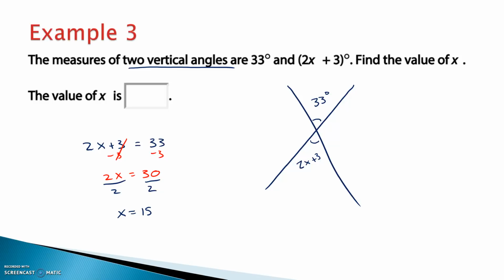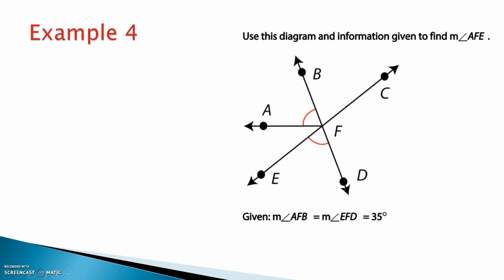Now, did I answer what the question was asking? Find the value of x. Yes, x is equal to 15. Okay, is there a need for me to plug that back in? No, guys, that's not what the question is asking. You could, then you'd get the measurement of this angle, but we also could have cheated and said this is just 33 degrees, if that's what I was asking. Okay, example 4. All right, pause it here, and then we'll resume.